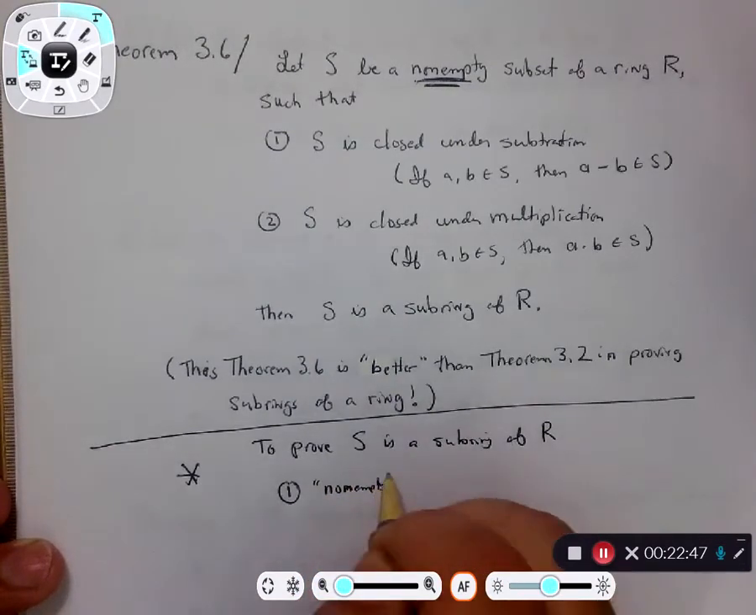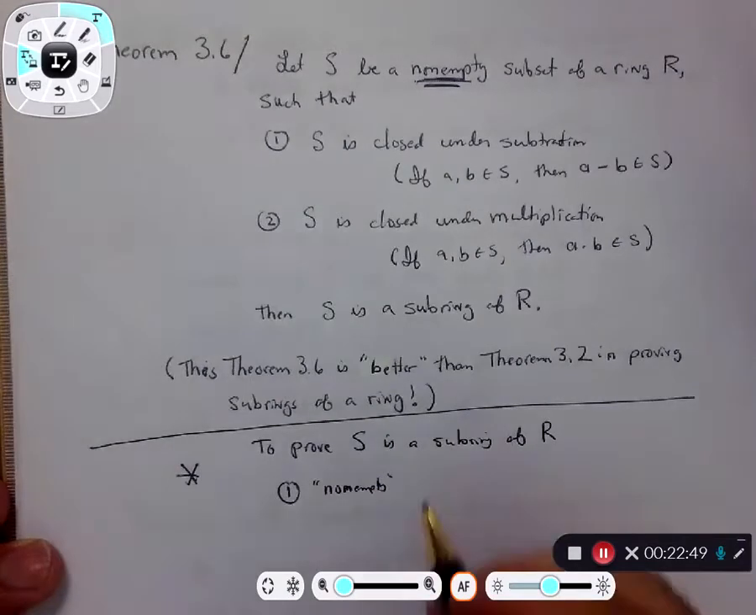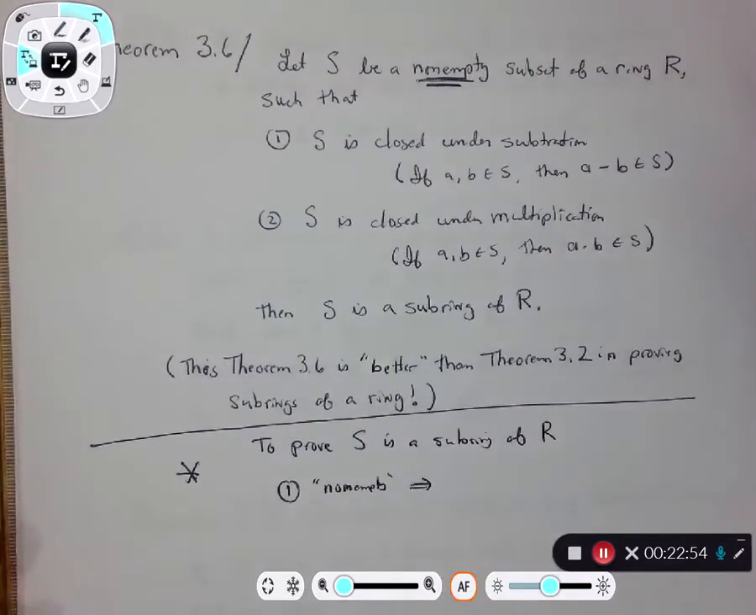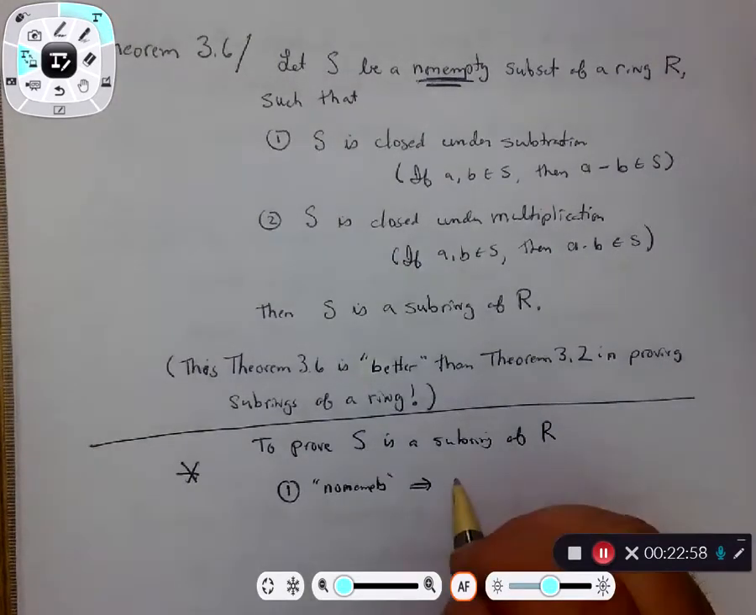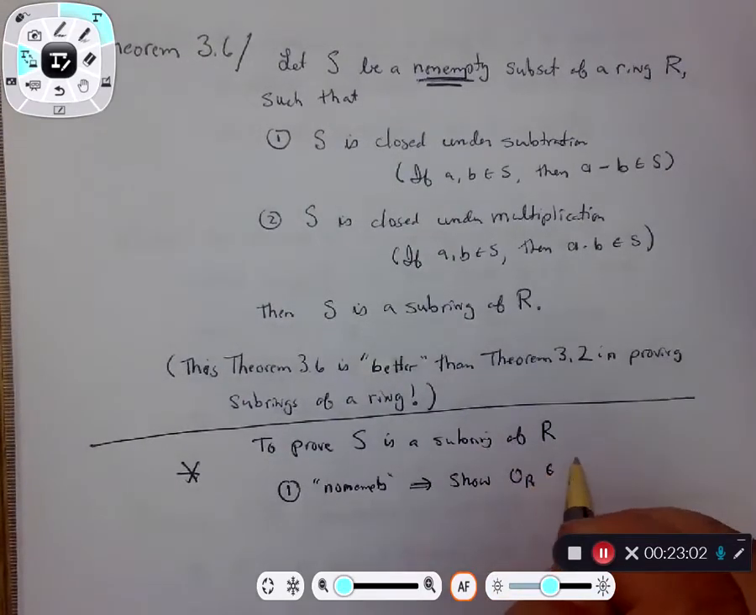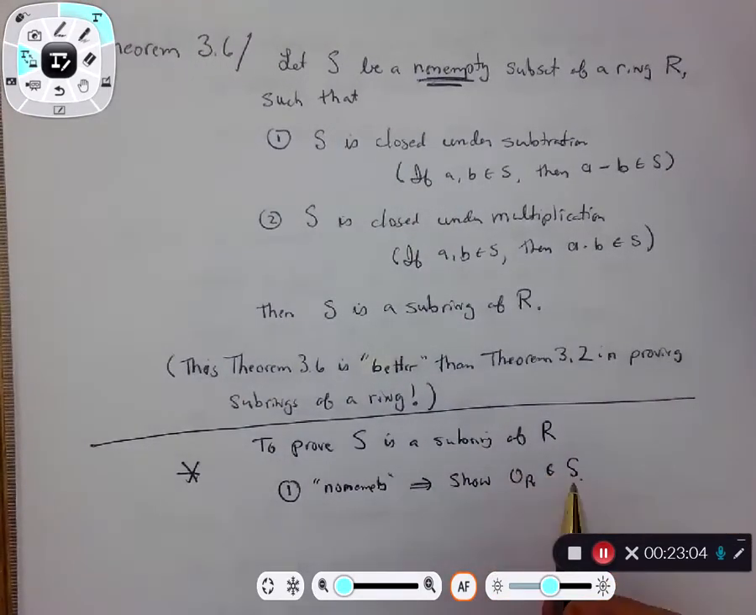How do you prove S is non-empty? The easiest element to show is inside your set, if it even has a chance of being a subring: show the 0 element of R is an element of S. If you show this, that makes it non-empty. There exists an element inside S. So as long as you have one element inside S, it's non-empty. That's the first thing you have to do.